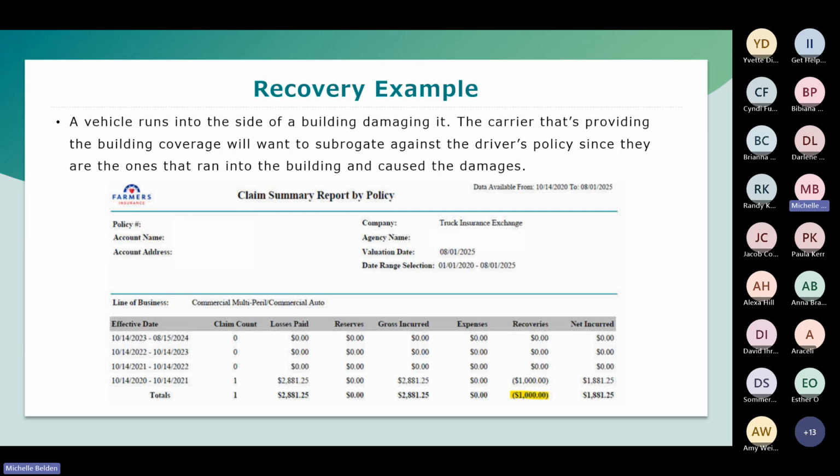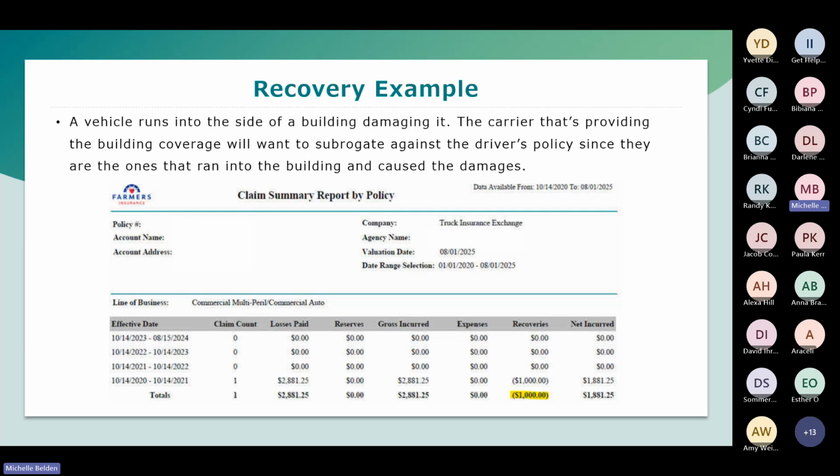So they're not paying out the full loss. If they can, carriers are always going to try to subrogate because they don't want to pay out the total of the loss. That really helps them not have to pay out as much. In this example, they were able to recover $1,000. So while the loss is showing the total paid out was just under 3,000, the carrier for the insured that owned the building realistically only paid out about 1,800. So that does help them recuperate where they can.